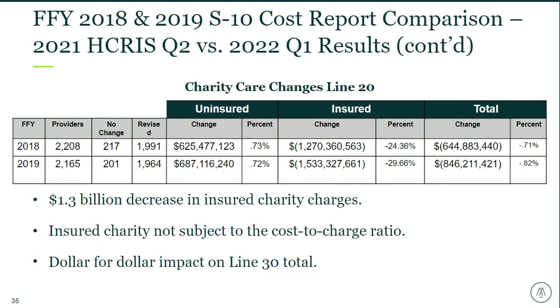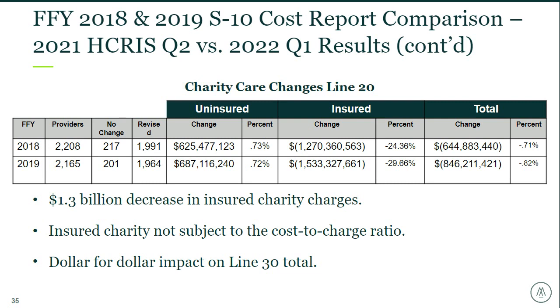To break this down a little further, we'll look at the reported charity charges on line 20. We'll go over the charity and bad debt, but starting with charity, of the 2,165 hospitals in 2019 that had a line 30 change, a little over 1,900 reflected a change in their reported charity charges. As you can see, both uninsured charity and insured charity went down. Uninsured went down $687 million, and insured charity went down $1.5 billion, or close to 30%.